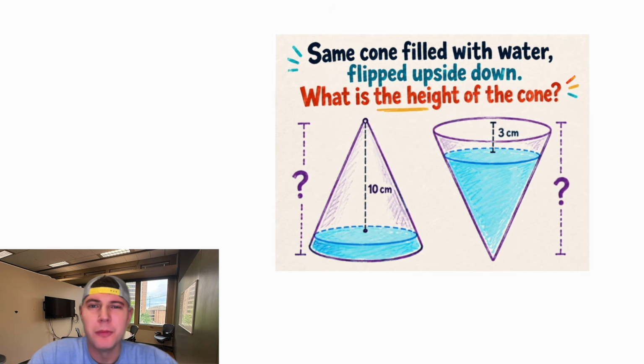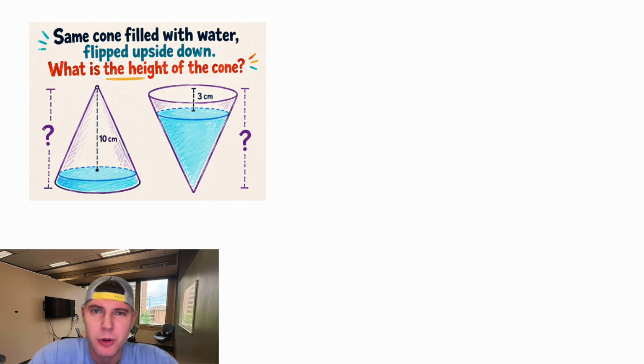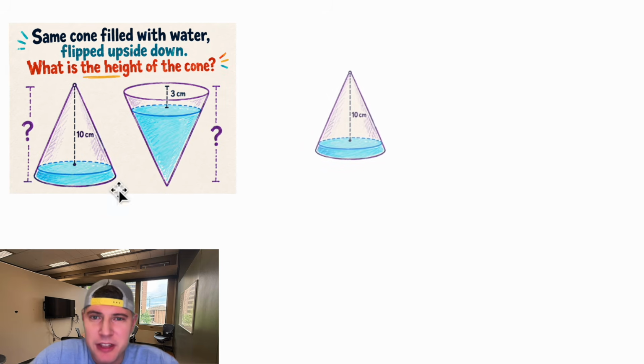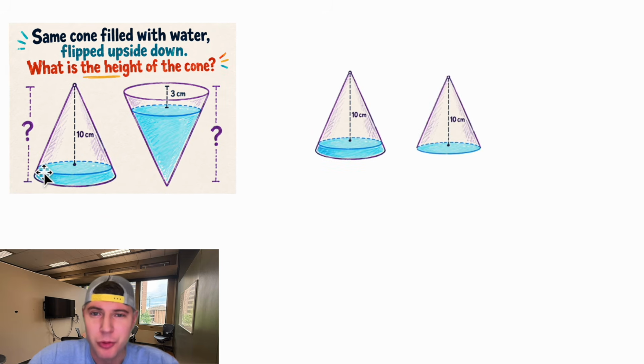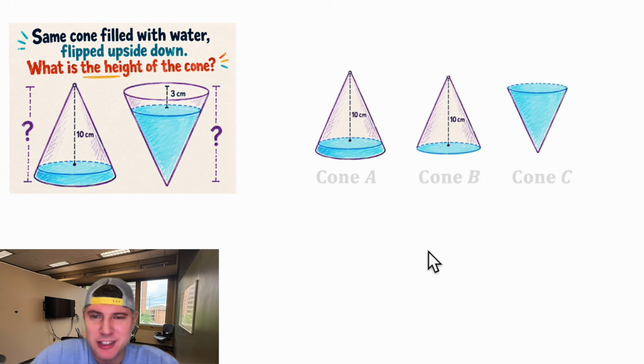If you want to try it on your own, pause it right now because I'm going to solve it in 3, 2, 1. For the first step, let's copy this full cone down. We have the dry partial cone up here, and then we have the watery cone down here. These are the 3 cones we're going to use. Let's label them cone A, cone B, and cone C.